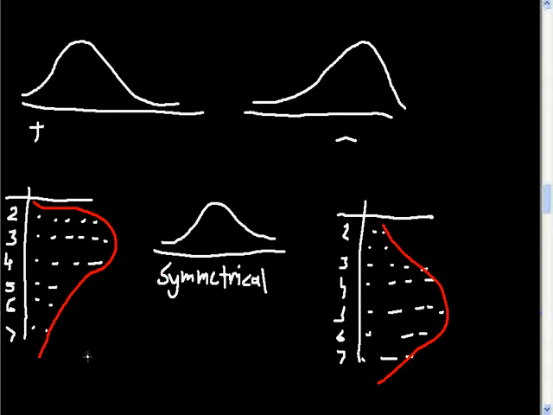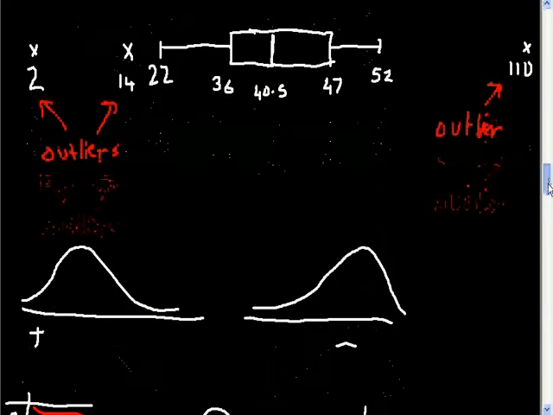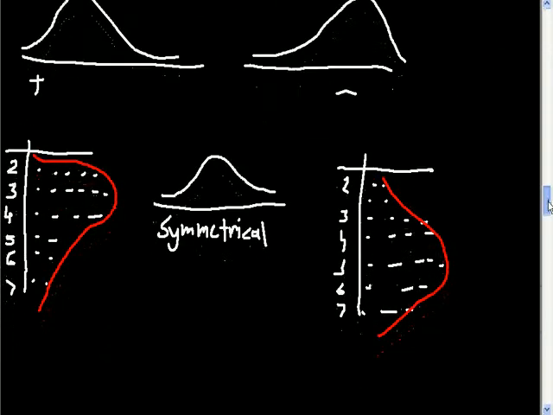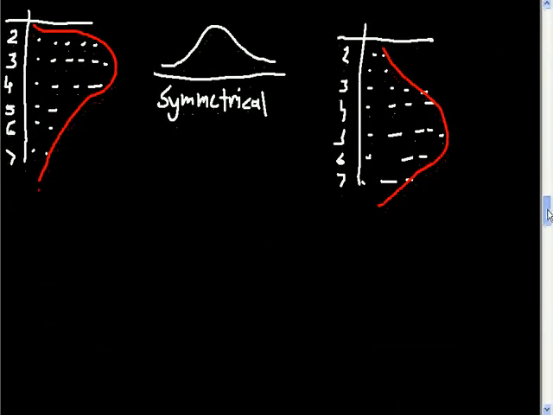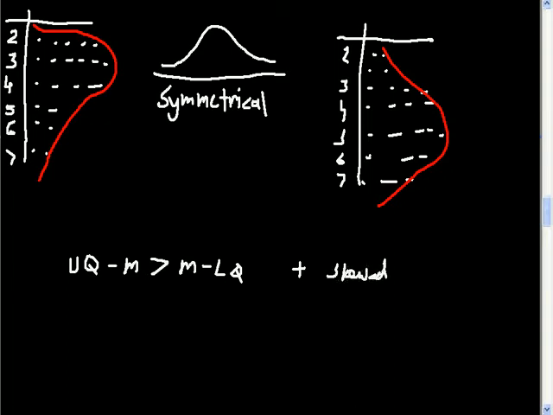But what's the test that we use? What are the tests that we could use to determine whether it's positively or negatively skewed? If you had a question that involved the box plot, you'll have to use this test to say whether it's positively or negatively skewed. If the difference between the upper quartile and the median is greater than the difference between the median and the lower quartile, it's said to be positively skewed. Let's see how that works.